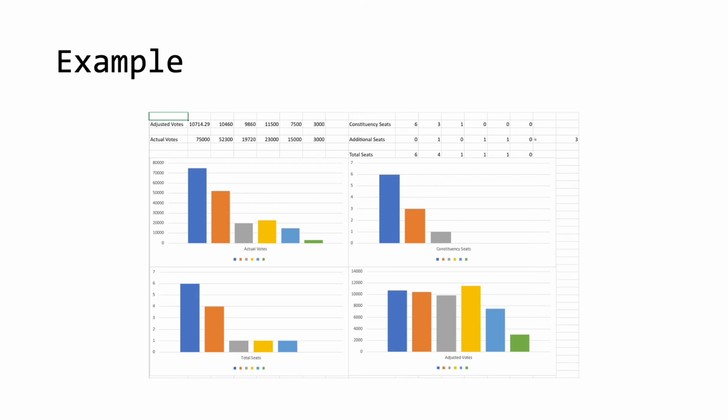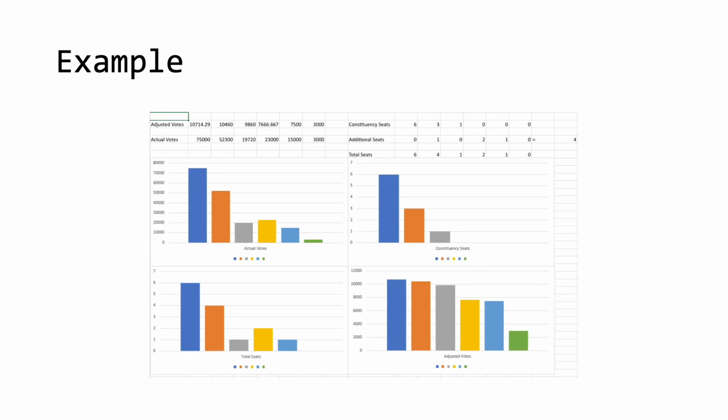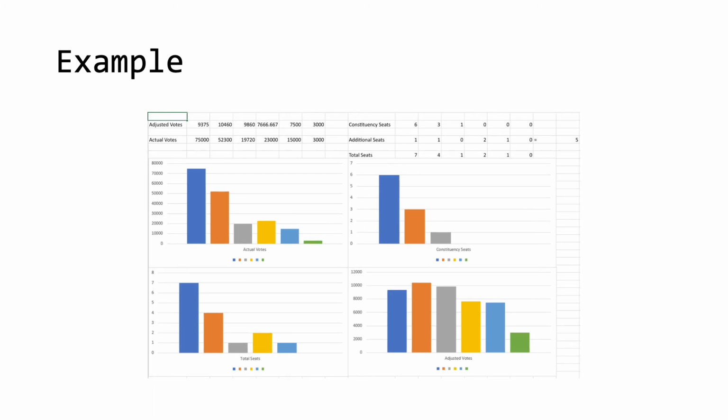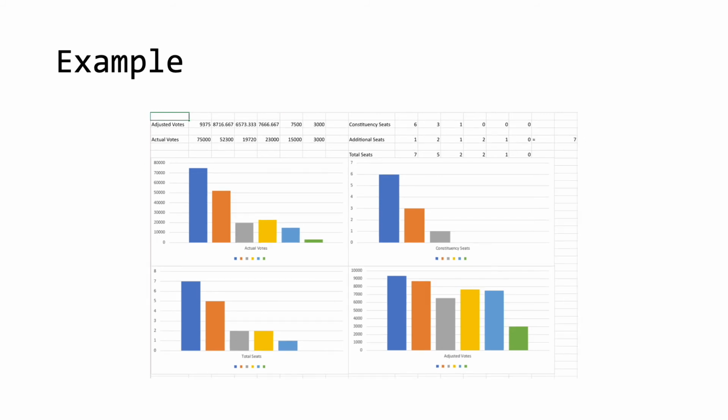The yellow party have the most adjusted votes again, so they are given another seat. Then the blue party receives a seat, taking their total up to 7. The orange party are given another seat, and the grey party receives the final seat. Looking at the final seat counts in the bottom left compared to the votes, it is a lot fairer to the orange, yellow and light blue parties than the constituency results alone.